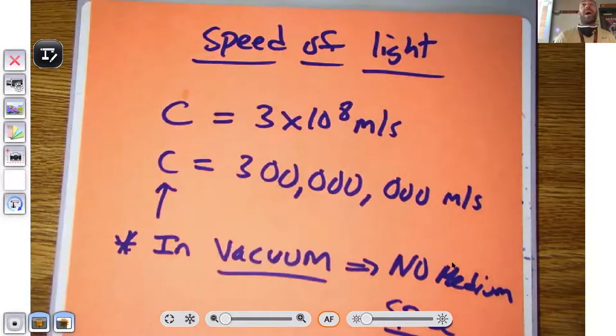Which seems super fast, but guess what? Our solar system is super big. And even our solar system is pretty darn tiny in comparison to the galaxy that our solar system resides in, the Milky Way galaxy. The Milky Way galaxy is so big, and yet there are billions of galaxies that make up the universe. We are so inconsequential compared to the size of the universe.